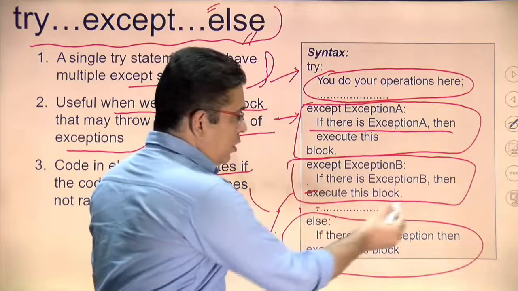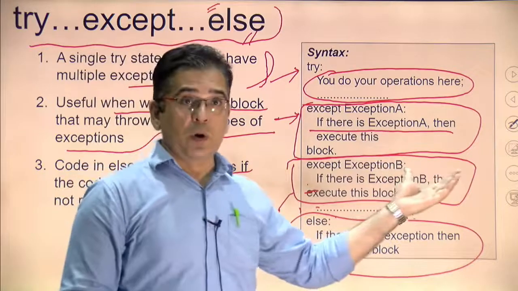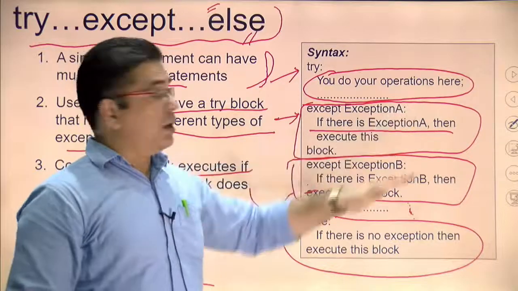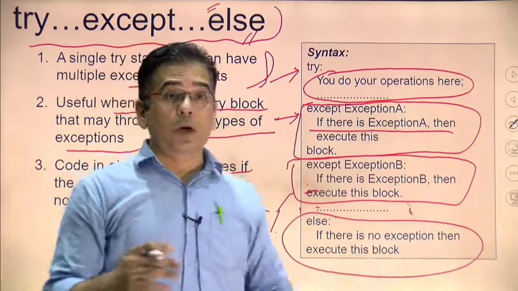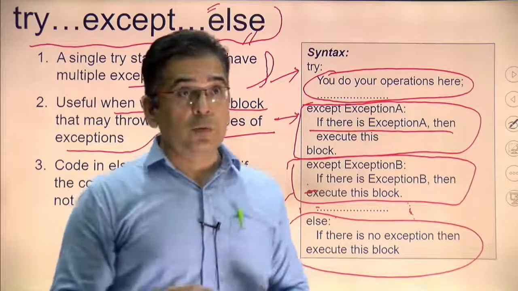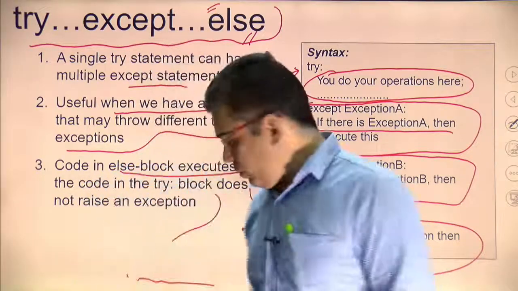Within these are the dotted lines. You can define any number of except blocks, and even if you are not sure whether exception A or exception B occurs, in that case finally the code written in the else block will be executed. This is the most popular, most simple type of exception handling mechanism given in Python.